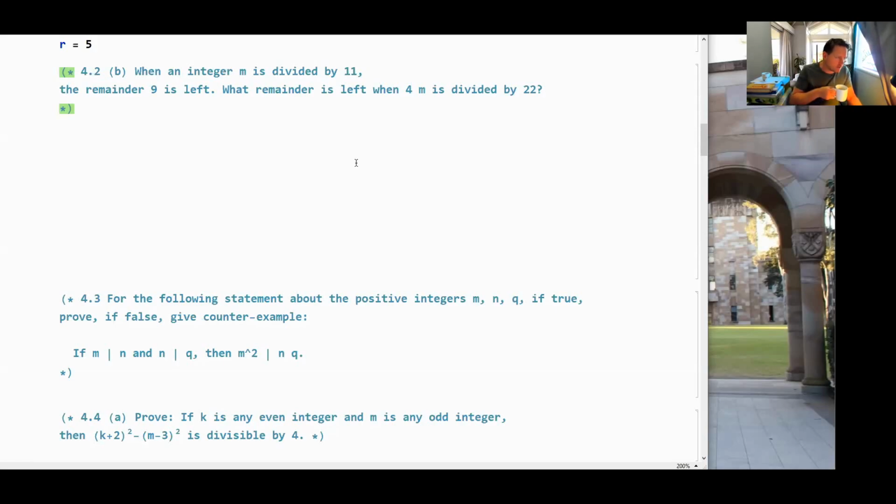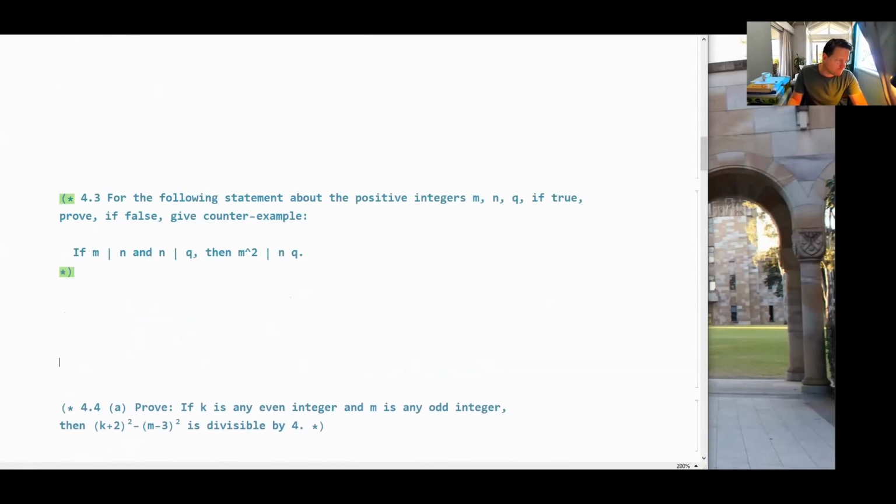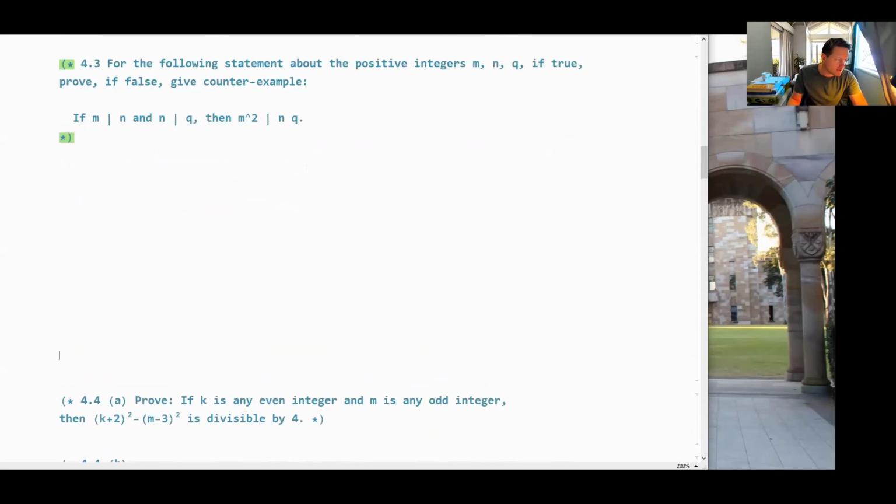All right, so let's see, 4.2b, when an integer m is divided by 11. I'm going to skip this one and come back to it later because there's quite a lot of problems here. So let's just start with the next one, 4.3. For the following statement about positive integers m, n, and q, if true, prove it. If it's false, give a counterexample. It says if m divides into n and n divides into q, then m squared divides n times q.